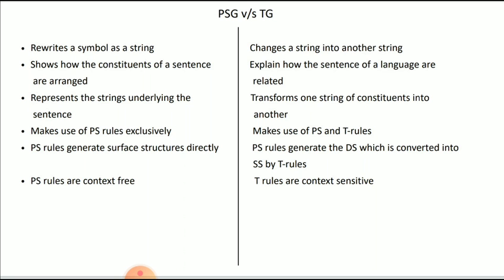So it rewrites the symbols that you get from a phrase marker into a string, and it shows how the constituents of the sentence are arranged. So by looking at PS grammar, you will be able to identify how the constituents within a sentence are arranged. For example, a noun phrase will consist of a determiner and noun. So the determiner would come first and then the noun. Now the verb phrase may consist of the verb, or it may be preceded by a tense, then comes the verb, then comes a complement, right? Or it can be a noun phrase too.